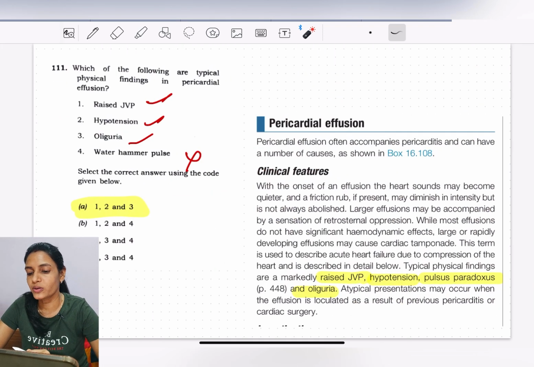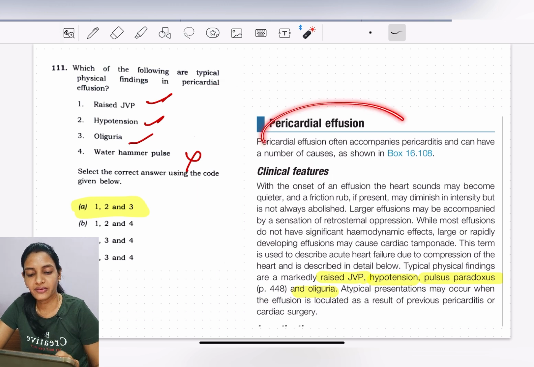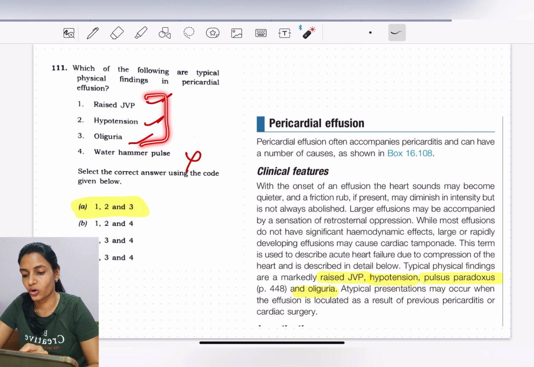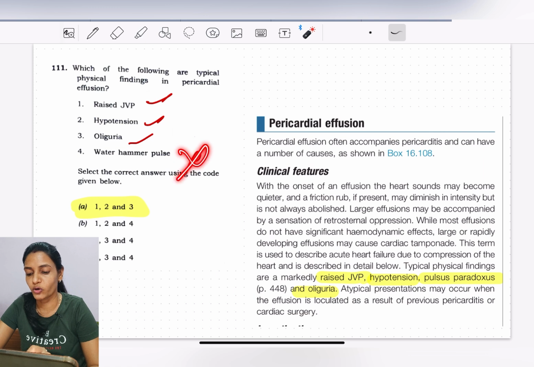Next they are talking about the physical findings in pericardial effusion. So typical findings for pericardial effusion are raised JVP, hypotension, pulsus paradoxus and oliguria. So all these three are true. Water hammer pulse is not seen in pericardial effusion. You are going to tell me in the comment box where you see the water hammer.